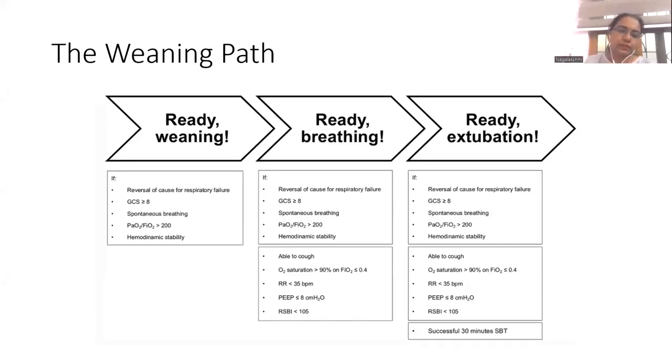So this is the weaning path. Ready to wean, if there is reversal of respiratory failure, GCS is more than 8, spontaneous breathing, PF ratio is more than 200, there is hemodynamic stability. If this is achieved, then they pass on to the next step, which is ready to breathe, where the patient is able to cough, O2 saturation is more than 90, respiratory rate is less than 35, PEEP is less than 8, and RSBI is less than 105. If these conditions are fulfilled, then comes the phase of ready to extubate, that is a successful 30 minute SBT, that is spontaneous breathing trial. When the patient passes the spontaneous breathing trial, then the patient is ready for extubation and extubated.